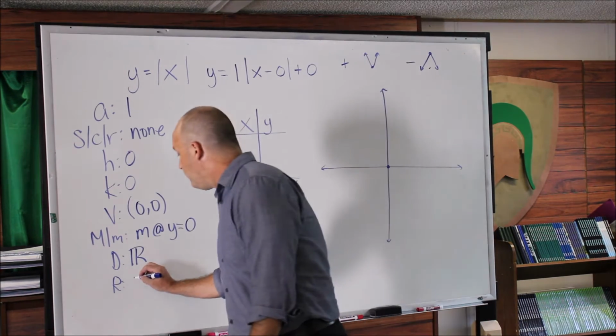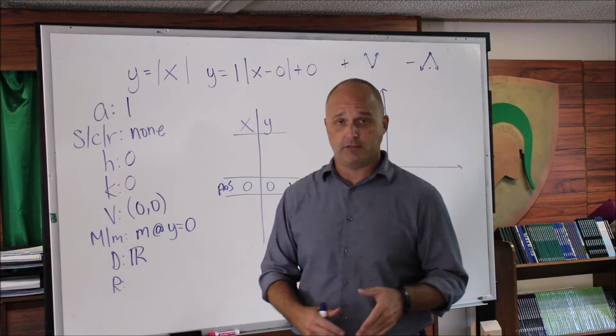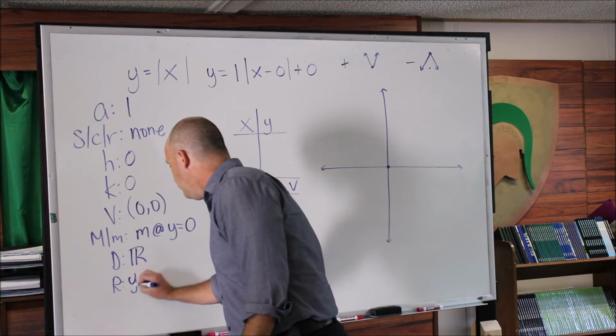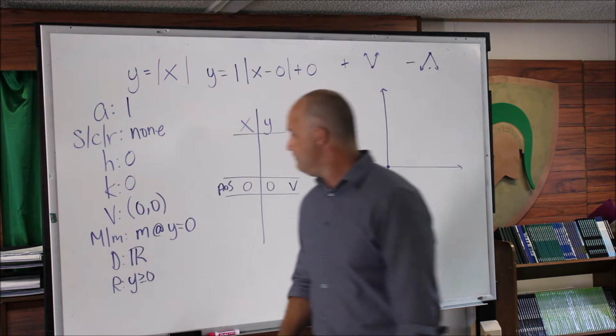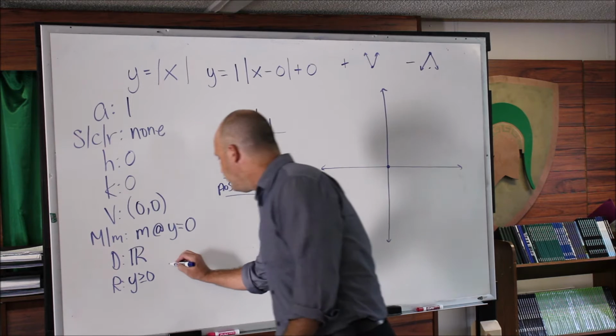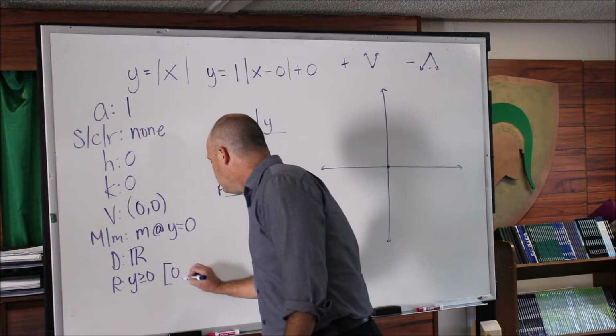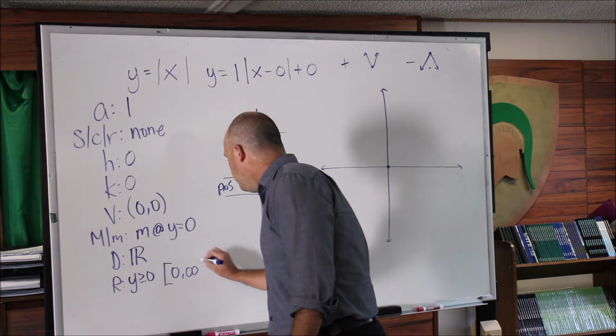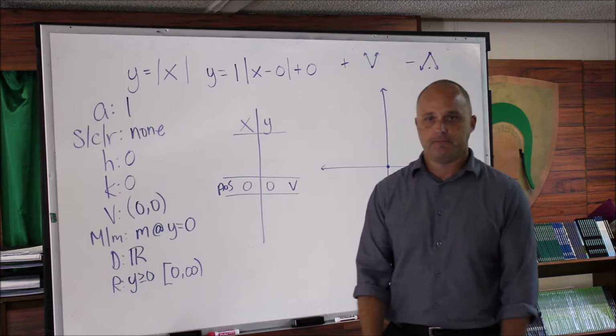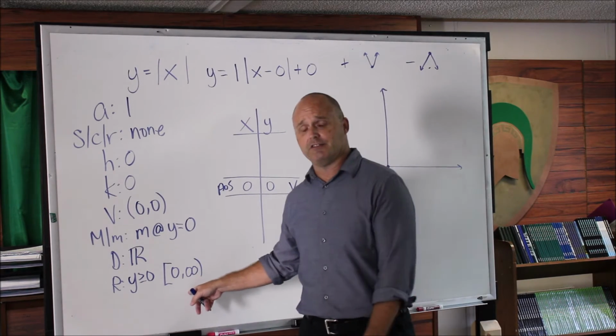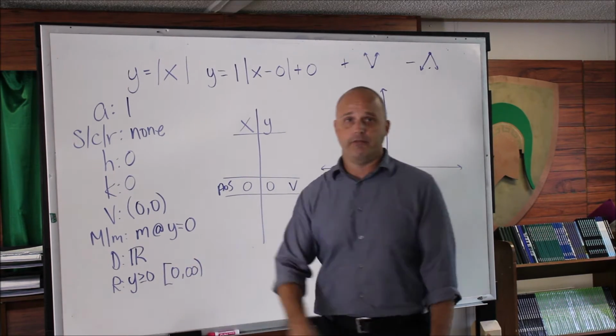So we can write this a couple of different ways. We can write it as y is greater than or equal to 0, or we can write it as open bracket 0 to infinity and then close parenthesis. And you should recognize this as interval notation. Either one of those is acceptable.